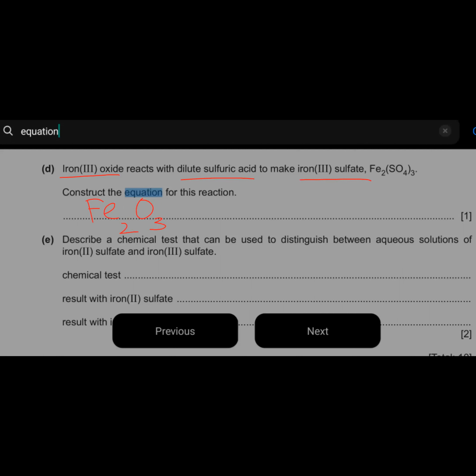Iron oxide plus dilute sulfuric acid. You should know how to write the sulfate ion. Sulfate ion is there now. It's SO4 with 2 minus, right? So this one is H2SO4. And then you get what? Iron 3 sulfate. They have given iron 3 sulfate like this. Yes, they have even given the formula. That's very good, right? Pretty easy. The most difficult one they have already given.